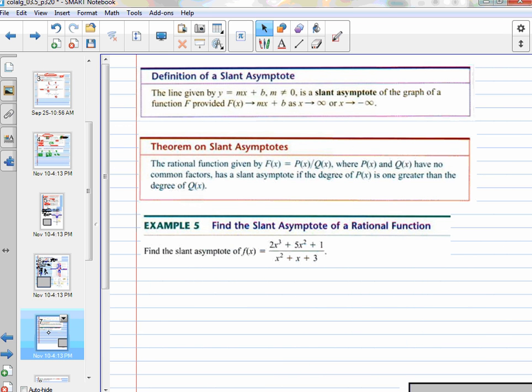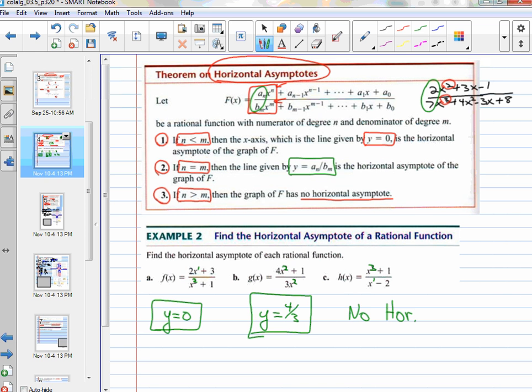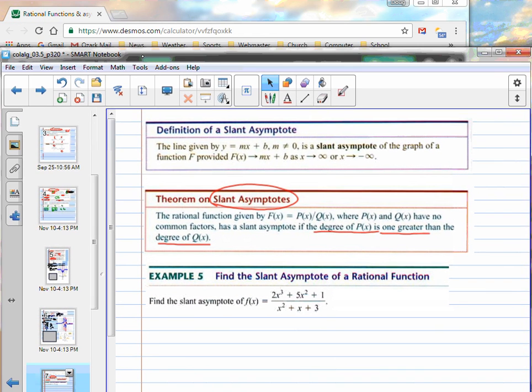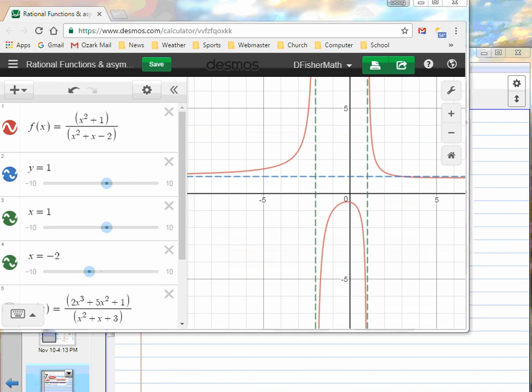Now we need to prepare for what do I do when the degree on top is 1 greater than the degree on bottom. Back up here we said if the degree on top is bigger, there's not a horizontal. Well, there's not a horizontal. There's what we call a slant asymptote. Let me give you a picture. A slant asymptote is just a slant line.